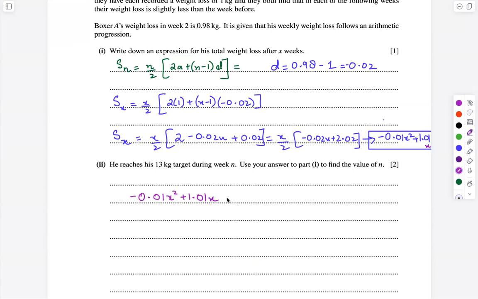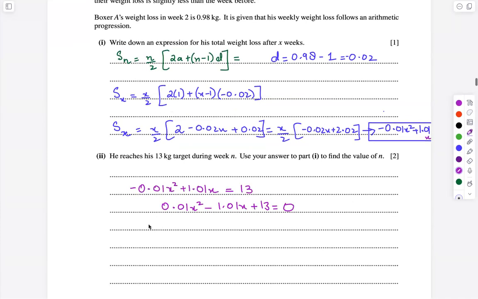And the total should be equal to 13. We can rearrange this quadratic equation to write it as 0.01x squared, making it positive, and taking the rest to the other side, minus 1.01x plus 13 equals 0. Now, using a calculator to solve the quadratic equation, we substitute the value of a as 0.01, the value of b as minus 1.01, and the value of c as positive 13.